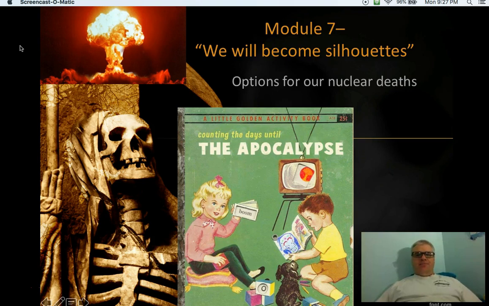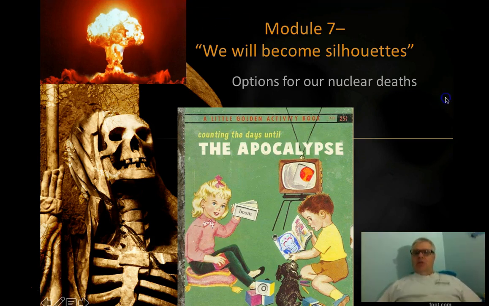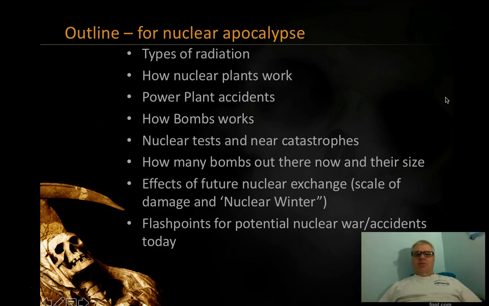I'm going to talk a little bit about types of radiation and a little on nuclear plants and how they work and different power plant accidents. And then after that, we'll talk about how nuclear bombs work and talk a little bit about nuclear tests and nuclear catastrophes. There are a couple other videos that go along with this module besides this video lecture.